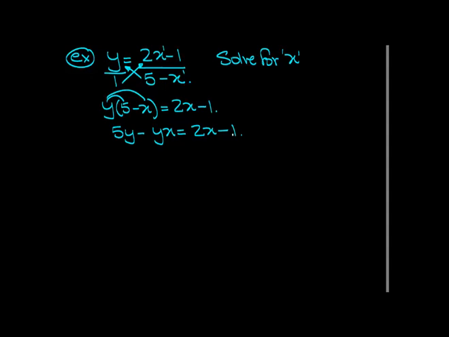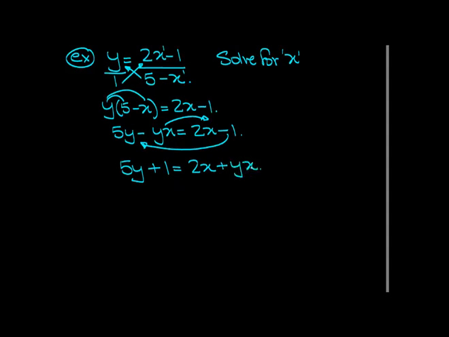Now I want all the x terms on one side. Now you have a choice here. Either you can move the x to the left or to the right. I'm going to move them to the right this time. It doesn't matter. If you do the algebra correctly, it'll all work out. So you get 5y, move the negative 1 to the left, so it becomes a plus 1. I have 2x here, move the negative yx to the right, it becomes a positive yx.